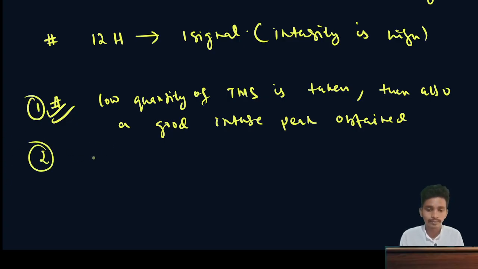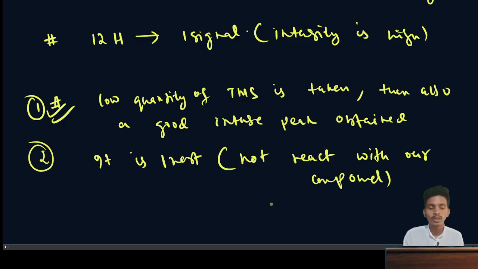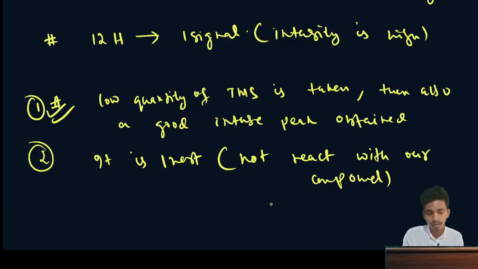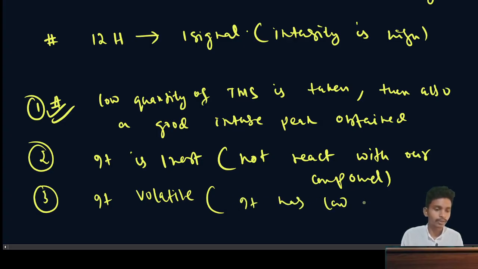And the second is that it is inert. It does not react with our compound. If the reference reacted with our compound, then our compound would be affected. So we take as reference a compound which is inert to our compound, so it is maximally inert. That's why we take this as a reference. And the third is that it is volatile, meaning it has a low boiling point.